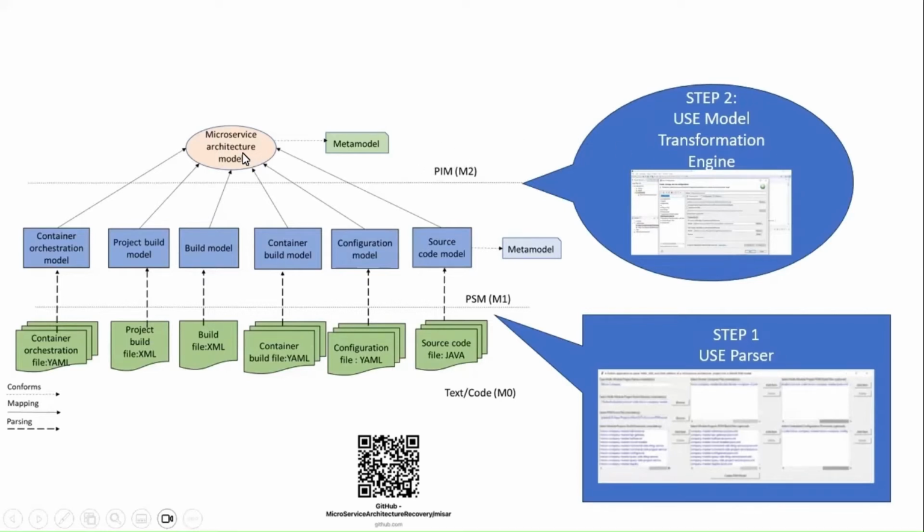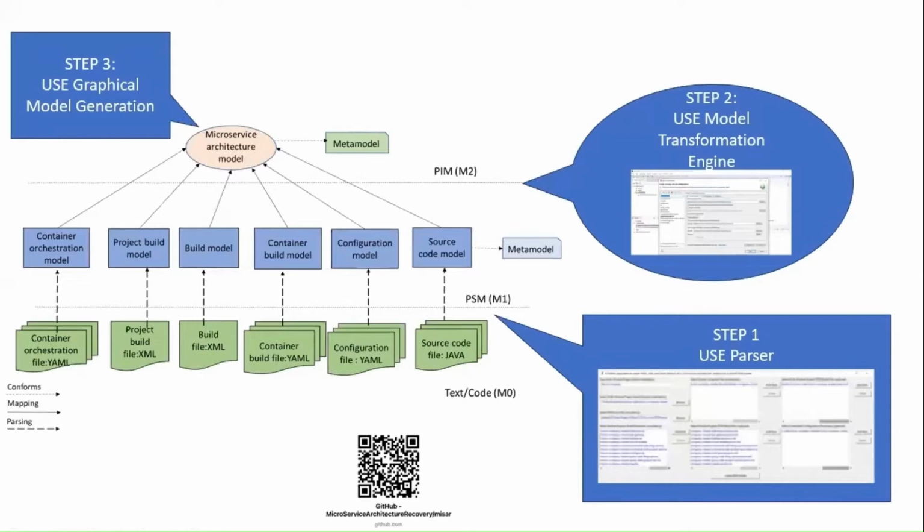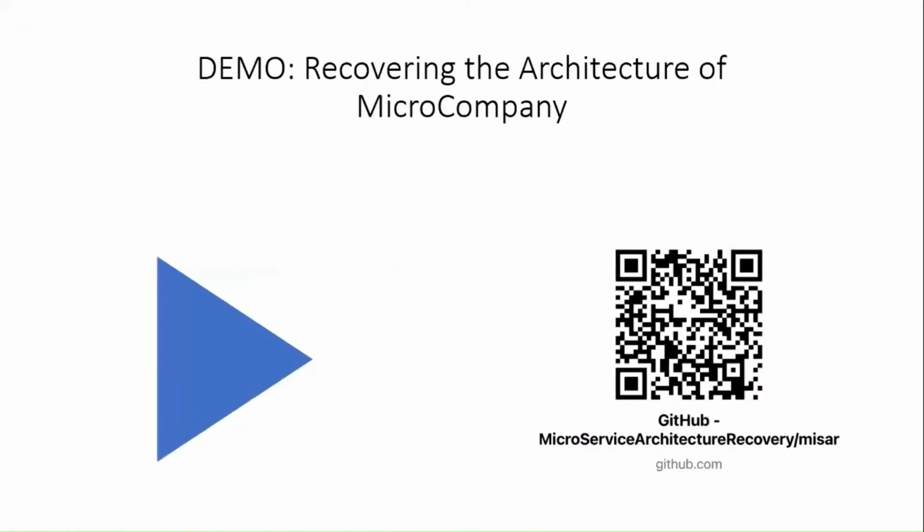Now, in step 3, the graphical model generation component can be used if the user would like to obtain UML graphical diagrams of the architectural model. In the following, we're going to demo the MiSAR approach and toolset by recovering the as-implemented architecture of a microservice-based system called MicroCompany. MicroCompany is an open-source project which is implemented in Java Spring Boot Cloud, and it utilizes both synchronous and asynchronous communication among microservices.